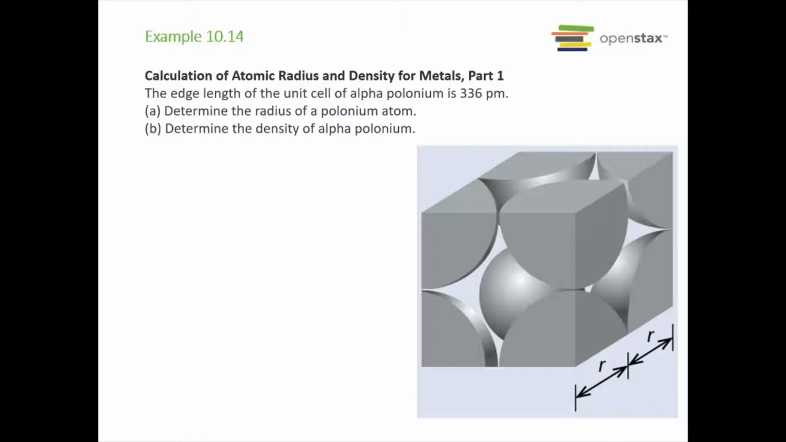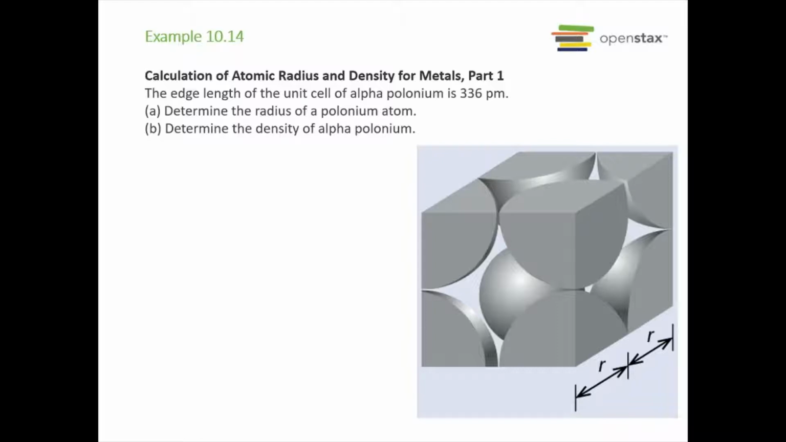So, let's say we want to calculate the atomic radius and density for a metal. We're told the edge length of a unit cell of alpha polonium is 336 picometers, and we want to determine the radius of the atom and then the density of it. So we know polonium is the only atom that crystallizes as the simple cubic unit cell, so it looks like what you see on the right, and the edge length of the unit cell is equal to 2r, or the diameter.